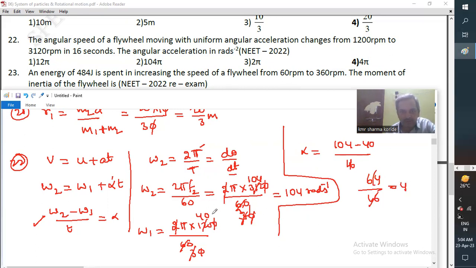There is pi missing here. This is also to be represented with pi, so both will have pi here. So the answer is 4 pi radian per second. Moving to the next question.